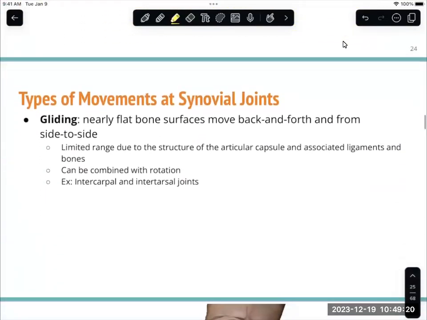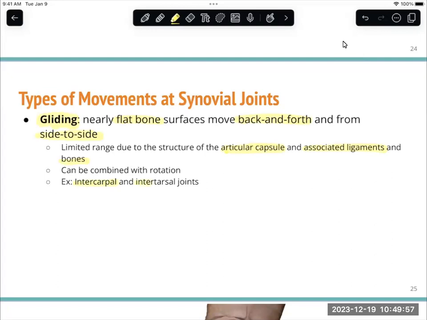So our synovial joints have different movements depending on how the joints are set up. So let's look at some of these different movements these joints can have. They can have a gliding movement. This is where bones that are pretty flat are moving back and forth or side to side. There's usually pretty limited movement because, again, of that articular capsule around that synovial joint. And then there's ligaments, and there's usually other bones in the way.